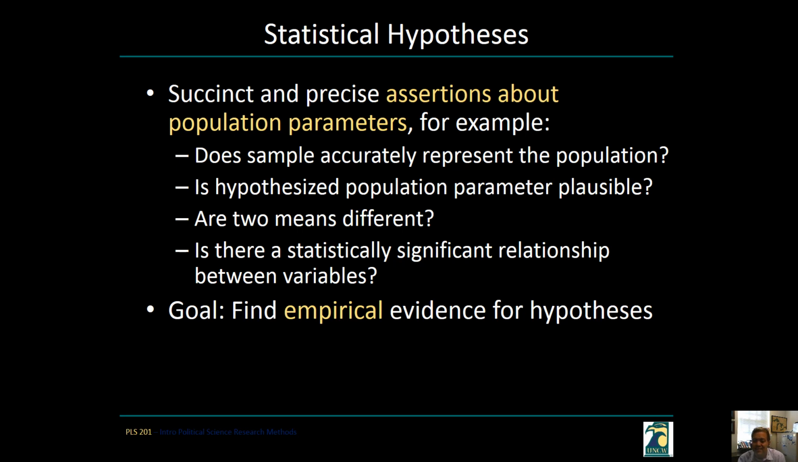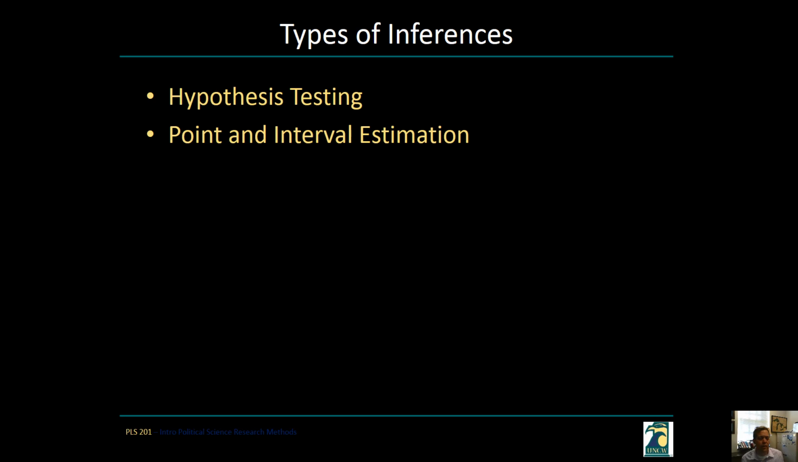And is there a statistically significant relationship between variables? You certainly have heard that term before in classes or maybe in journal articles, statistical significance, and today we'll start learning about what that means. But ultimately, the goal is to find empirical evidence for the hypotheses that you've already laid out. So today we'll be talking about two different types of inferences. We'll be talking about hypothesis testing and point and interval estimation.